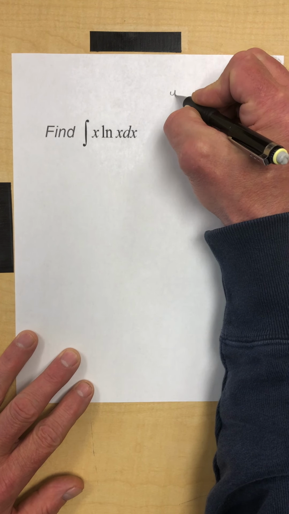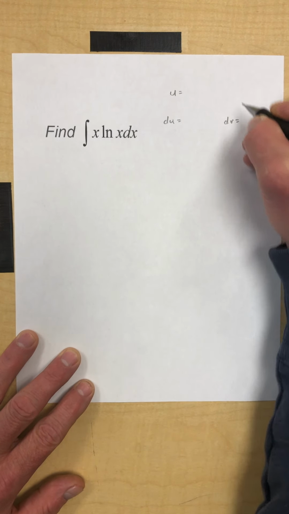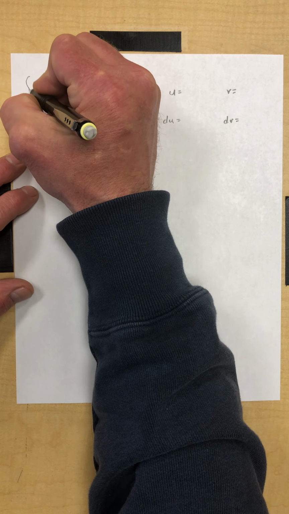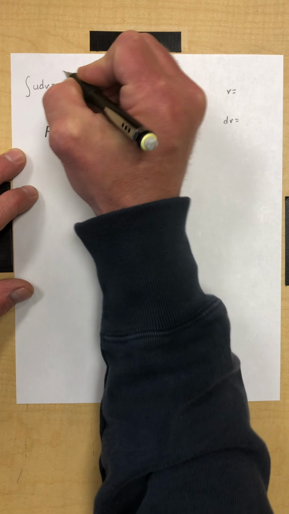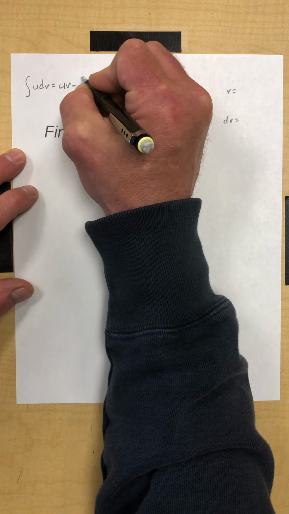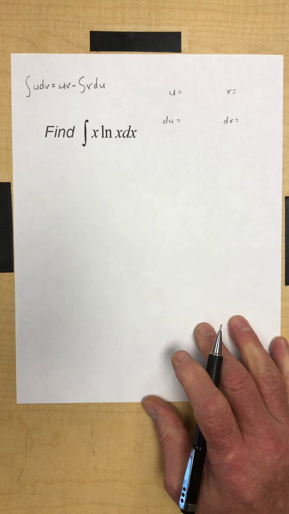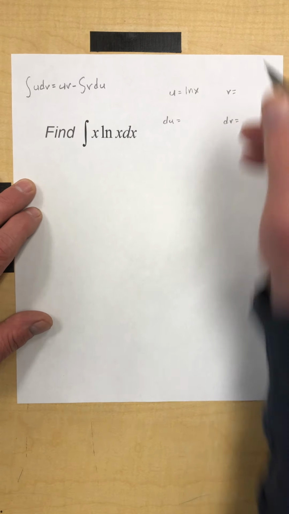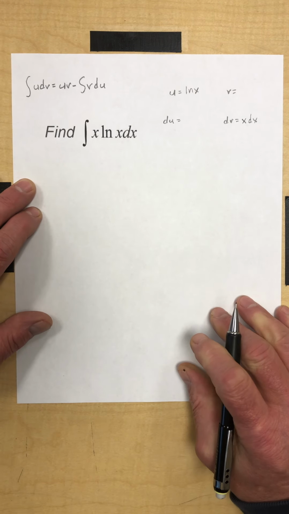Okay, so let's see. I've got to do a U, a DU, I need a DV, and I need a V. And remember again, we're going back. The integral of U dV equals U times V minus the integral of V du, to be able to do integration by parts. So what if we let U be the natural log of X? So if we do that, then X dx has to be your dV.